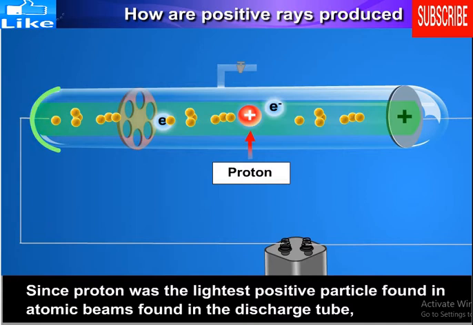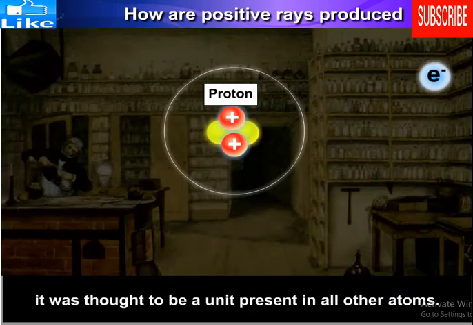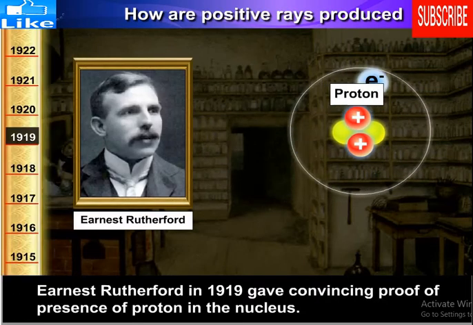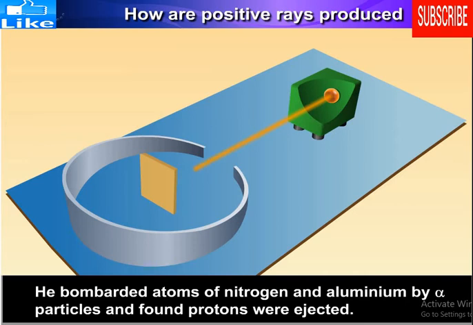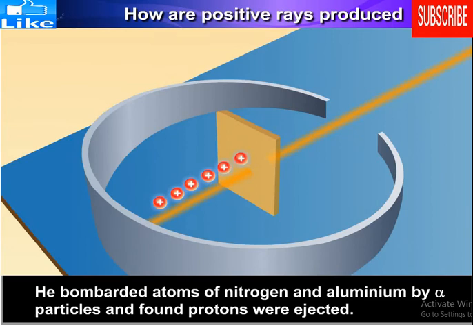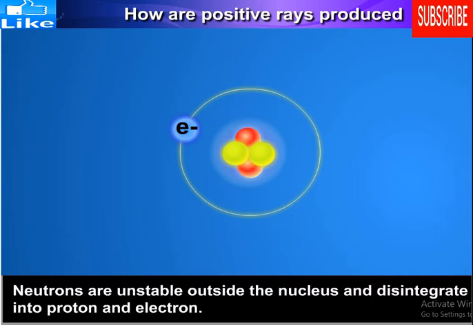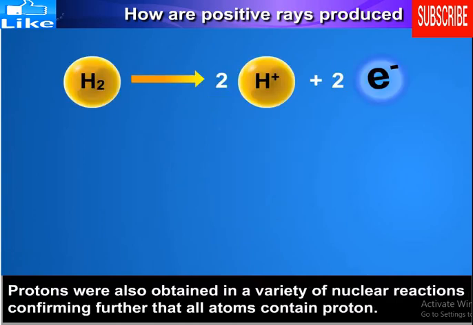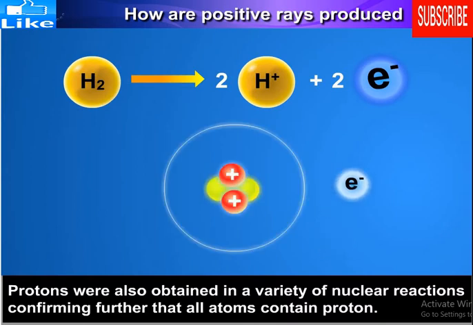Since proton was the lightest positive particle found in atomic beams in the discharge tube, it was thought to be a unit present in all other atoms. Ernest Rutherford, in 1919, gave convincing proof of presence of proton in the nucleus. He bombarded atoms of nitrogen and aluminium with alpha particles, and found protons were ejected. Neutrons are unstable outside the nucleus, and disintegrate into proton and electron. Protons were also obtained in a variety of nuclear reactions, confirming further that all atoms contain proton.